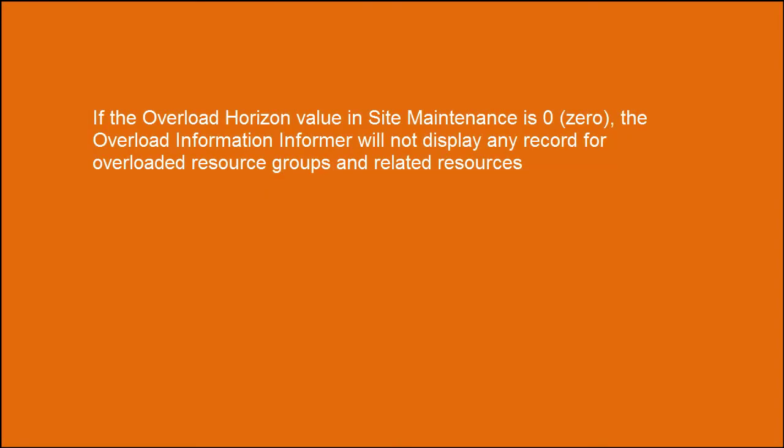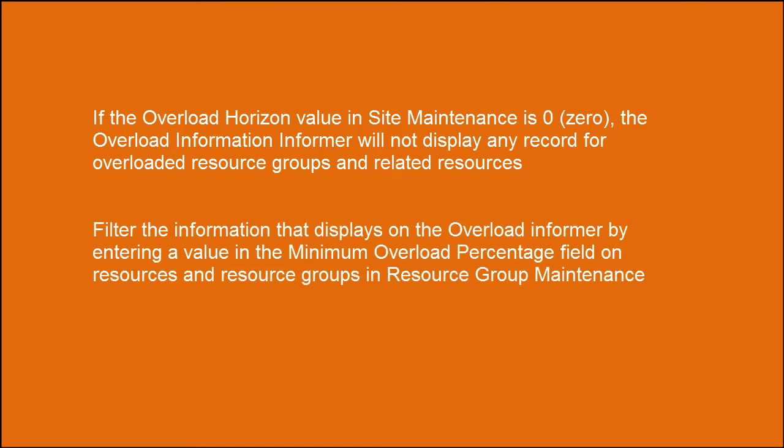First, if the overload horizon value in site maintenance is 0, then the overload informer will not display any record for overloaded resource groups and related resources. Also, you can filter the information that displays on the overload informer by entering a value within the minimum overload percentage field on resources and resource groups. This field is available in Resource Group Maintenance.